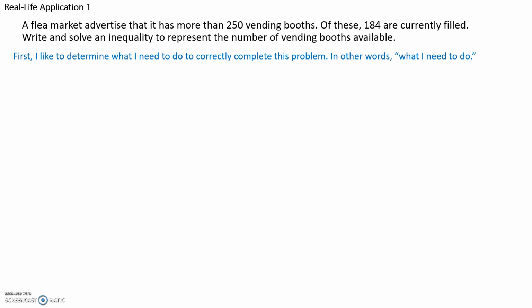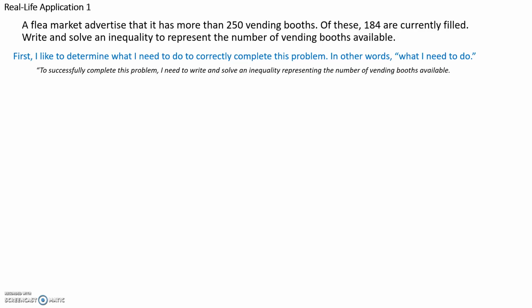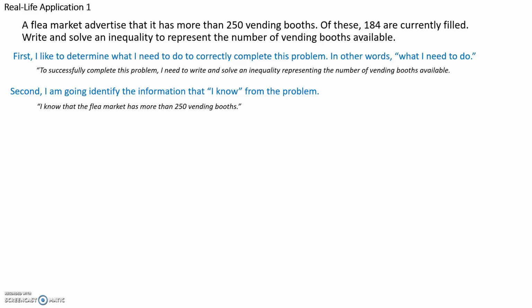First, I like to determine what I need to do to correctly complete this problem. Like I just said, I need to write and solve an inequality representing the number of vending booths available. Once I read the problem and understand what I need to do, I can start breaking it down into parts that I know, and the parts that I need to know. The information I know from the problem is that this flea market has more than 250 vending booths available. I know that of these, more than 250, 184 are currently filled.